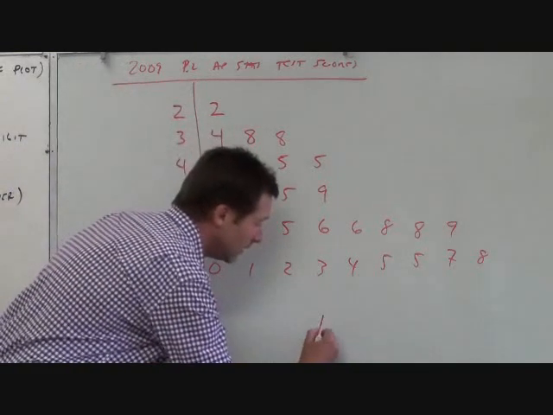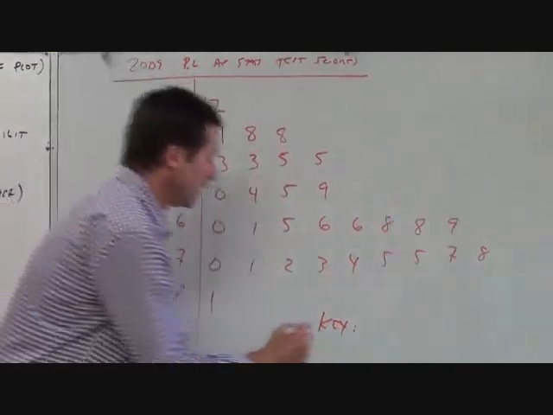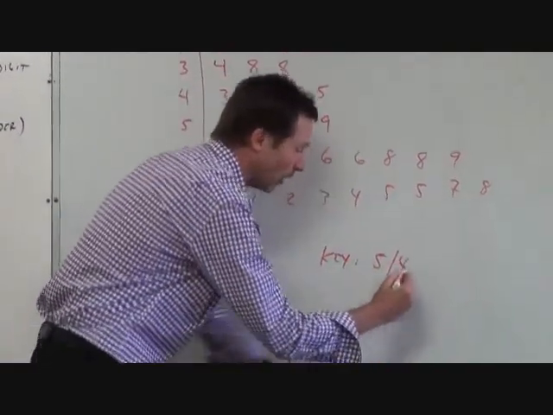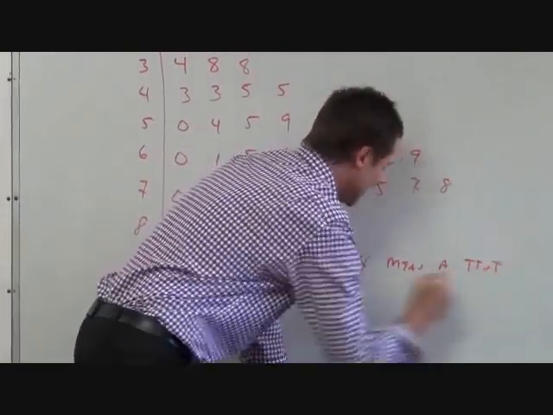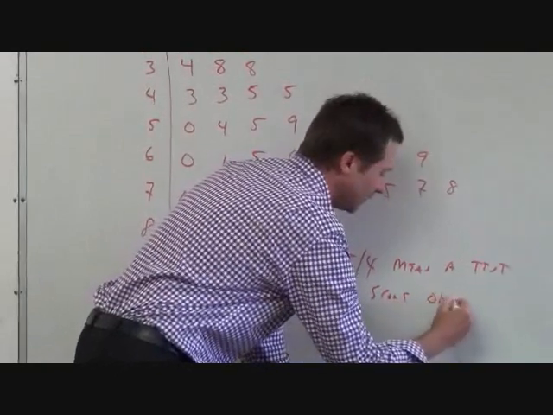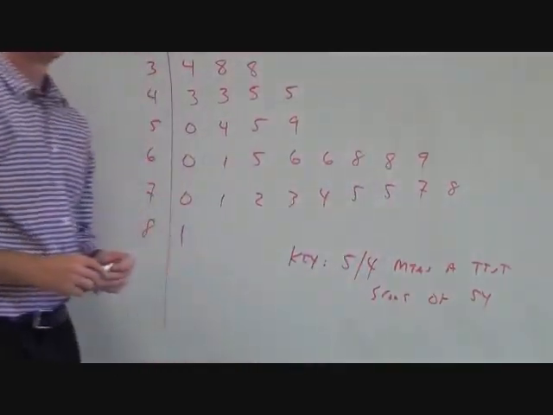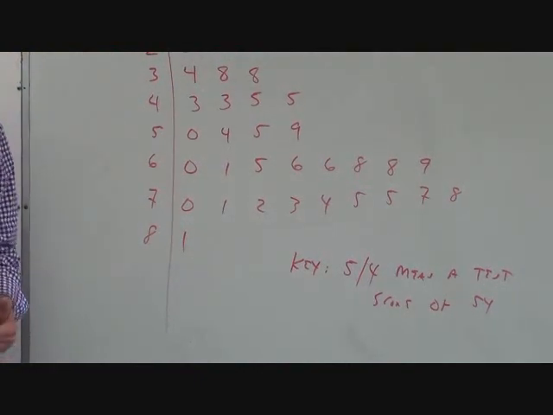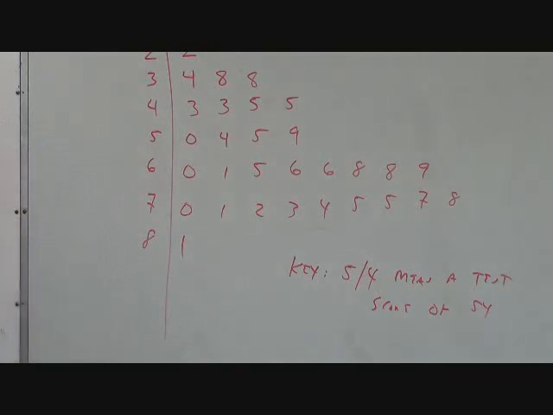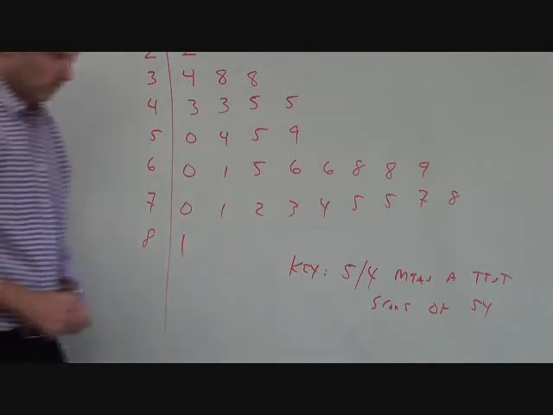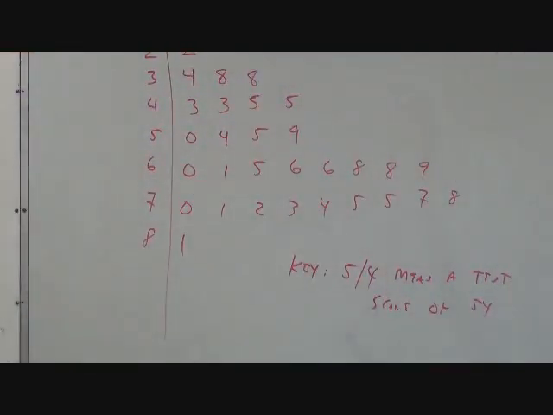So down here, write key. And then 5/4 means a test score of 54. So now somebody that maybe doesn't know what a stem and leaf is so much, they can say, oh yeah, 5 and the slash and the 4 means someone got a 54 on that test. Don't forget the key. Nice complete sentence down there too.